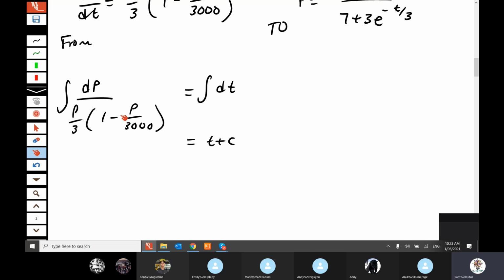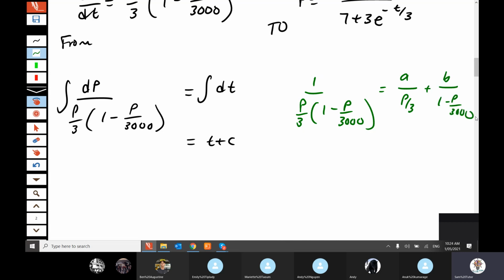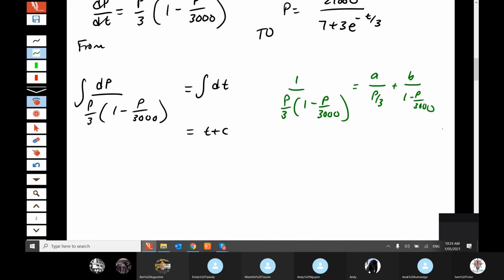Obviously, I haven't given it to you, so we're going to learn the partial fractions way of doing it. On the side, you would write 1 over P over 3, bracket 1 minus P over 3000. It needs to be written as A over P over 3 plus B over 1 minus P over 3000. Then we equate numerators. To equate numerators, it looks like this. So maybe I'll just put a little star there to say don't continue from there. You write this on the side.